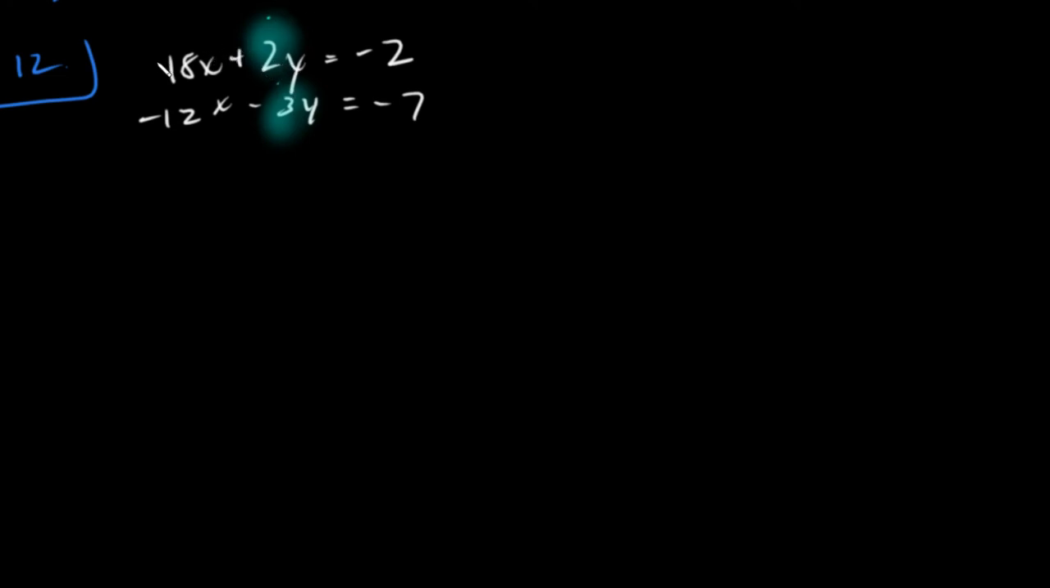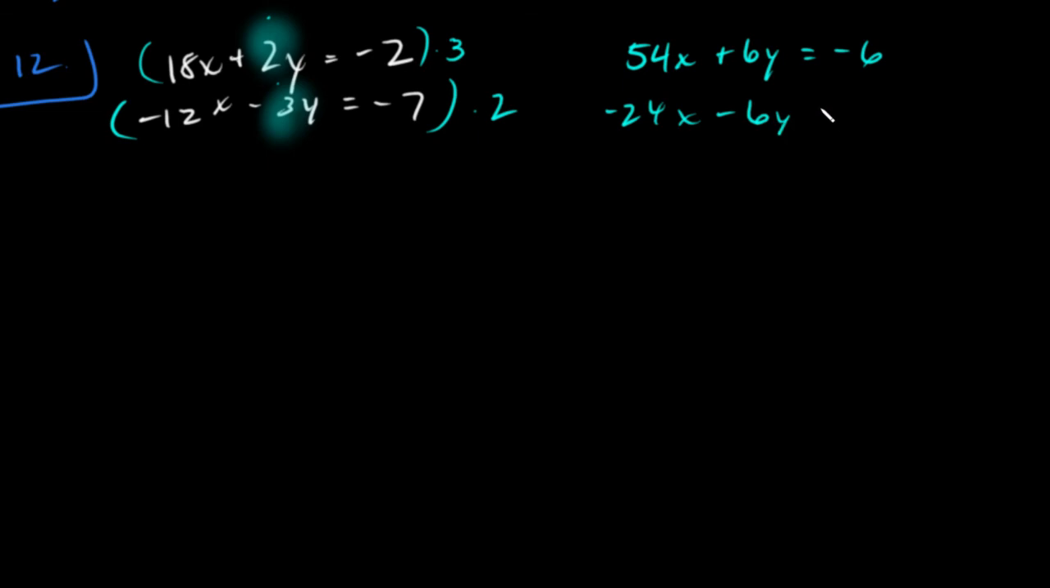What's a number that's bigger than 2 and bigger than 3 that they both go into? Well, we've already done this one. It's 6. So this one you multiply by 3, and this one you multiply by 2, and you're going to get, what is 18 times 3? It'd be 60 minus 6. 54, I guess. 54x plus 6y equals negative 6. And then negative 24x minus 6y equals negative 14. And you get 30x equals negative what?